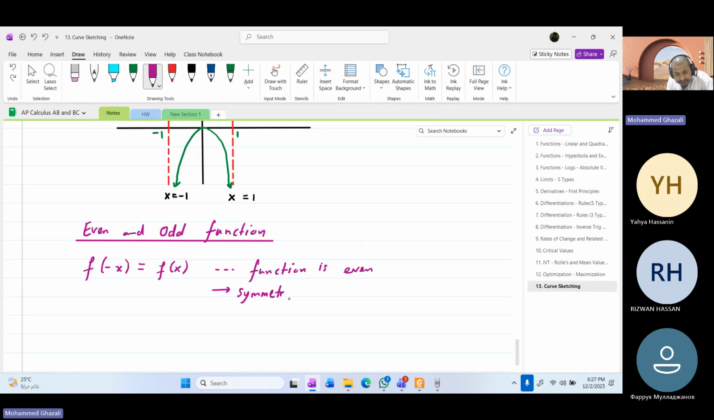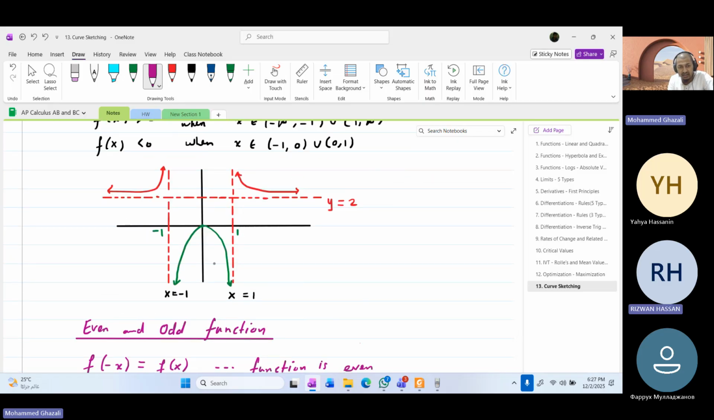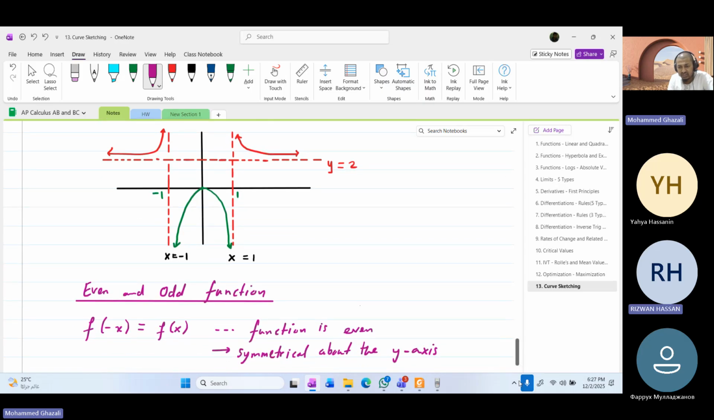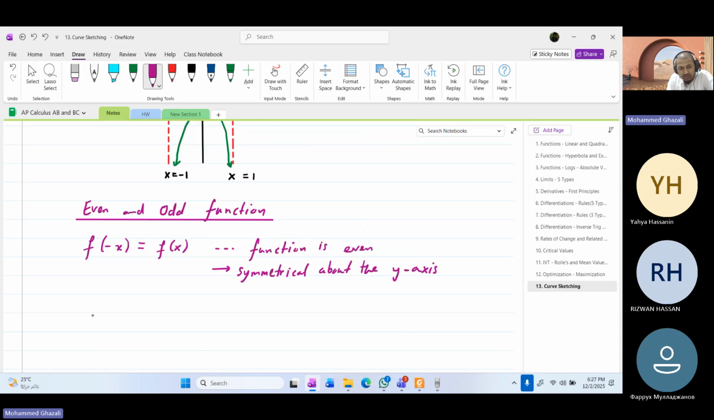Symmetrical about? Anyone knows? Symmetrical about the y-axis. Yes, the entire y-axis. Okay. See, if I fold this graph, in this half you can see this is symmetrical, but we're going to show it now. Let's look at this function and check if it was actually symmetrical.